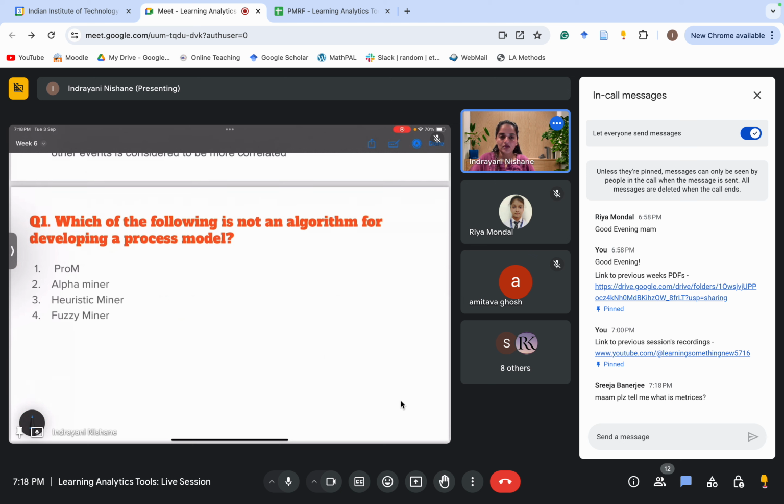Okay, so let's start with last week's assignment with question 1. Which of the following is not an algorithm for developing a process model? So we talked about process model, and I also mentioned that there are different algorithms and different matrices which help us in abstraction or interpretation of this state transition diagram or process models, where we are considering nodes as actions and edges as transitions.